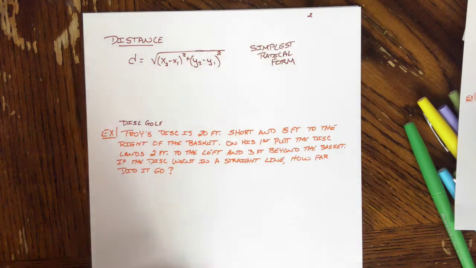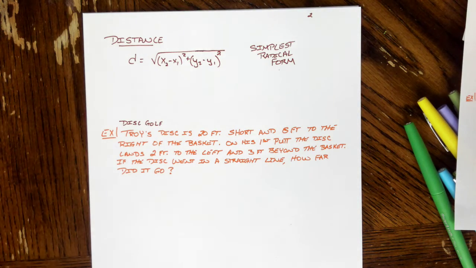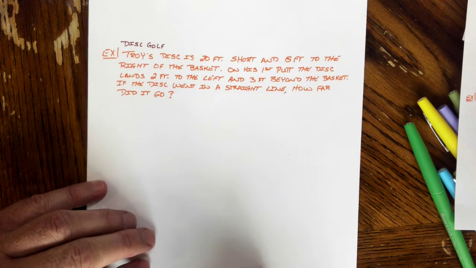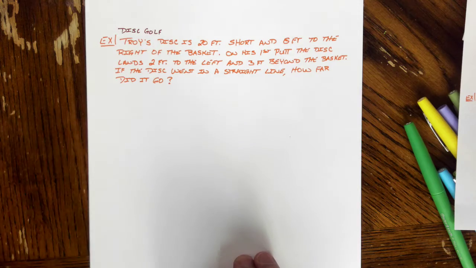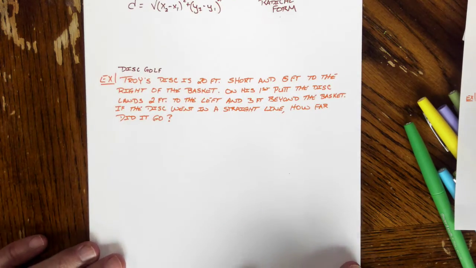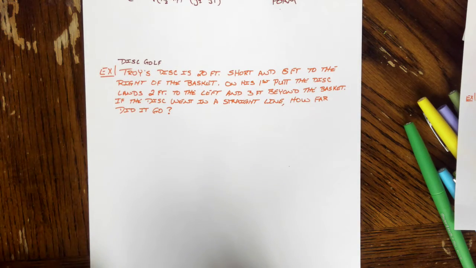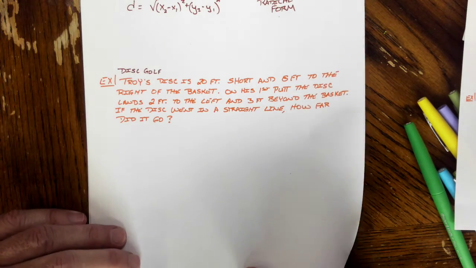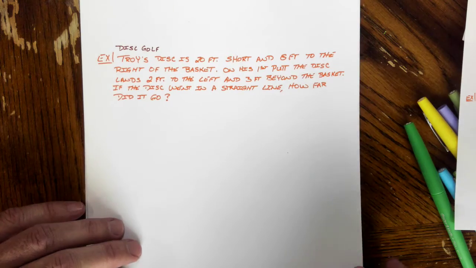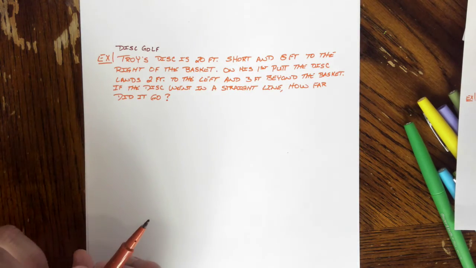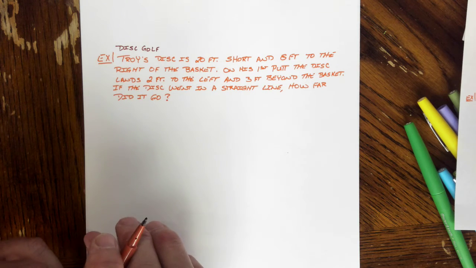Not all the time, but there will be times, so don't forget how to do that. So, our distance formula. All right, let's look at what we got here. Frisbee golf, as I call it, or some people call it disc golf. Troy threw his disc, and it's 20 feet short and 8 feet to the right of the basket. On his first putt, the disc lands 2 feet to the left and 3 feet beyond the basket. If the disc went in a straight line, how far did it go?